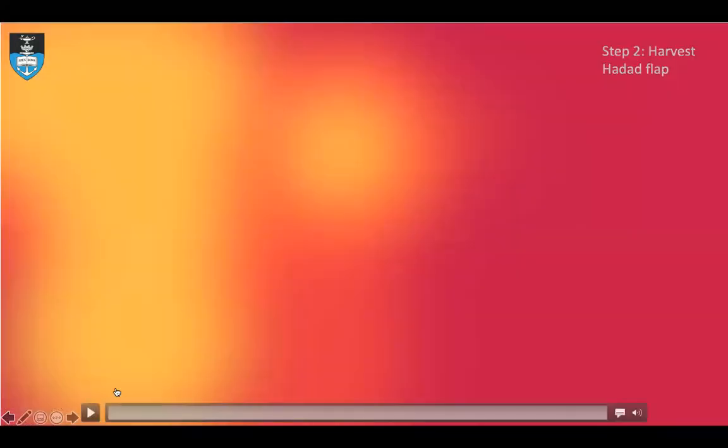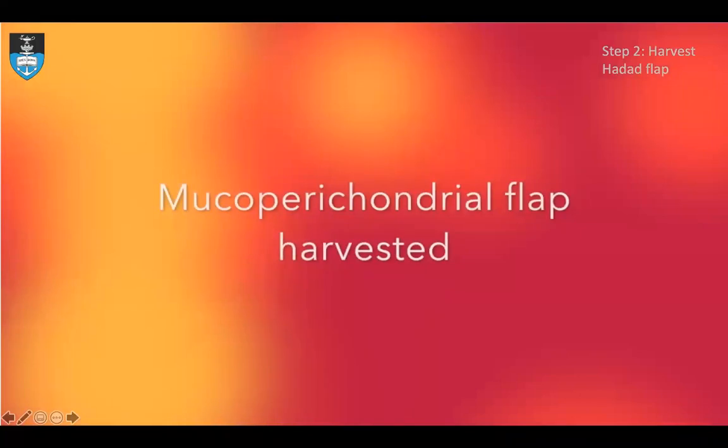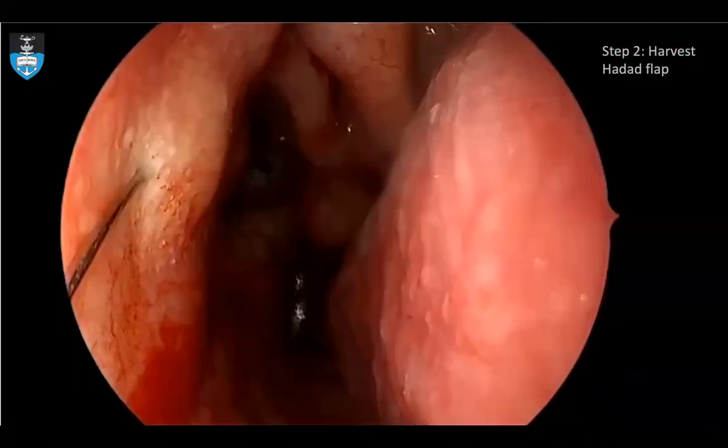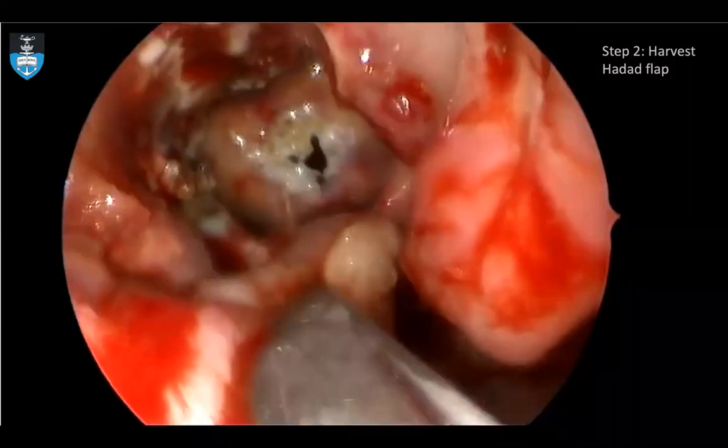I just want to make sure we haven't missed one. Here we go. So this is the video that I wanted to show with the second step, elevating that mucoperichondrial flap. You can see a bit of local anesthetic going in there.